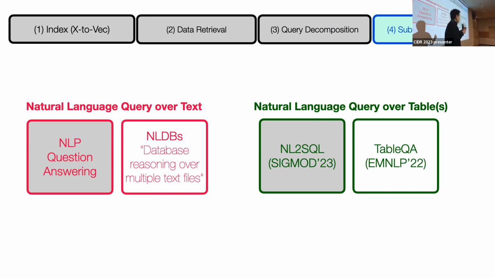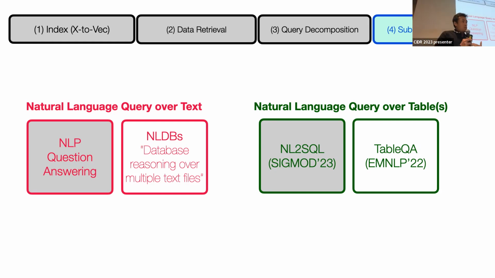NL2SQL will generate SQL queries, and then you execute the SQL queries on the table, the database. Table QA is different. You give the natural language query and you give the table. There is just one deep learning model to give the answer without generating SQL queries. We have some papers, Tsinghua 23 on NL2SQL, and we just presented a paper about table QA, EMNLP last month.